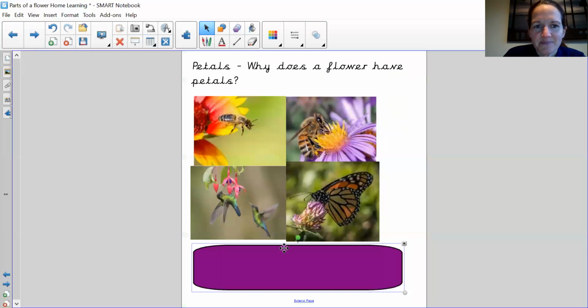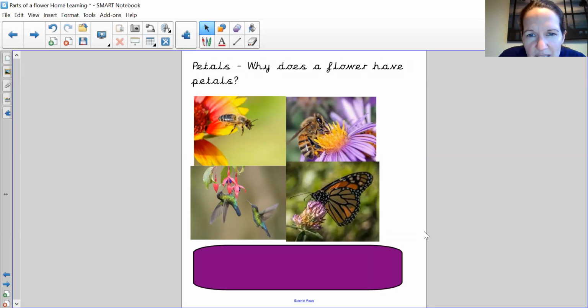Let's have a look. Oh, look at these pictures. Why does a flower have petals? Why does a flower have pretty petals? So let's have a look. In these pictures, I've got maybe a sunflower in that one, and we've got some bumblebees, and we have some hummingbirds and butterflies. Whoa, why do flowers have petals?